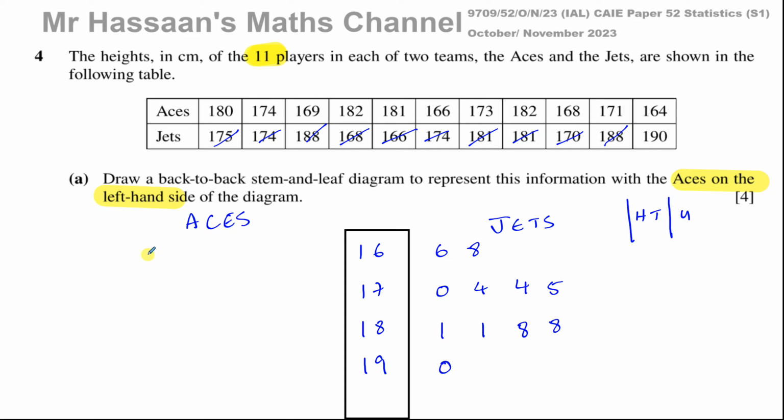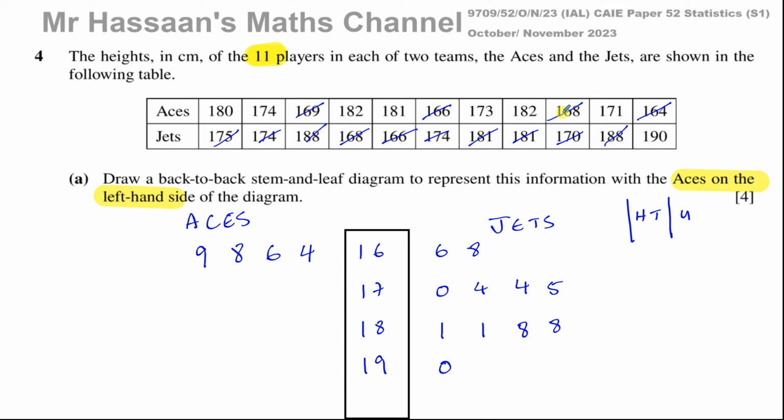For the Aces, we do the same thing, but in this direction: the lowest on this side and the highest on that side. The lowest we have is 164, so we put 4 here. Then 166, so we put 6. Then 168, so 8, and 169, so 9. That's all the 160s finished in order.